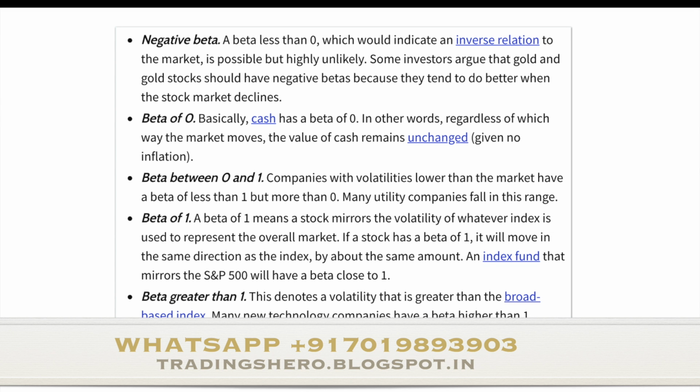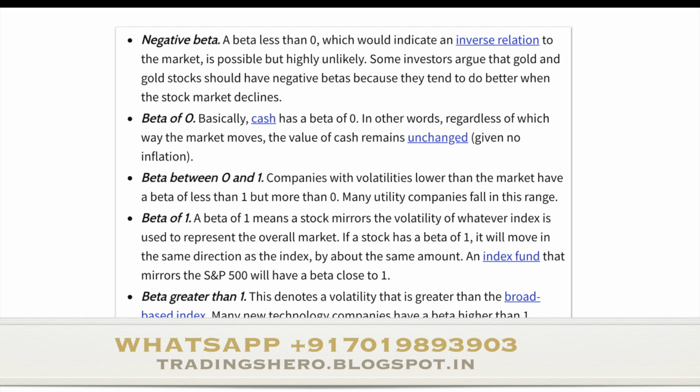If a stock has a negative beta, that is a beta less than 0, it would indicate an inverse relation to the market, which is possible but highly unlikely. That means a stock with a negative beta will have an inverse relation with the market. I didn't find any negative beta in our NSE stocks.